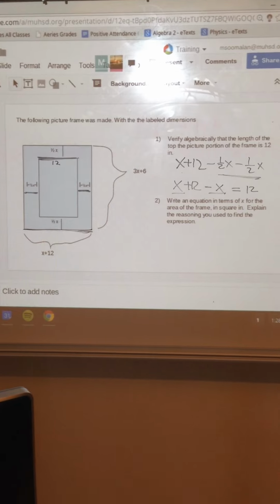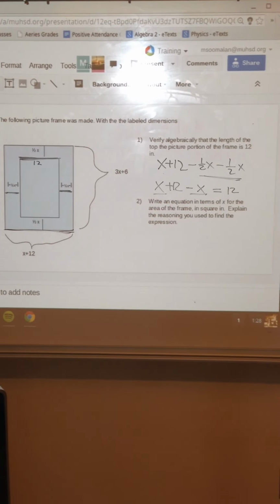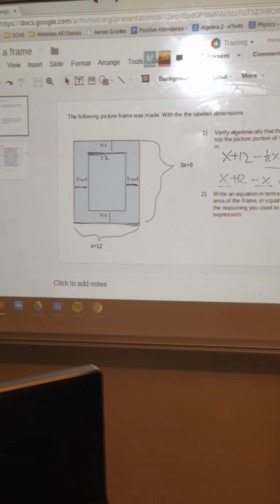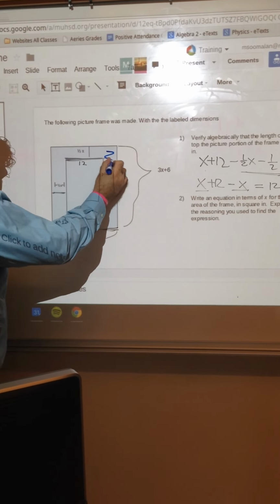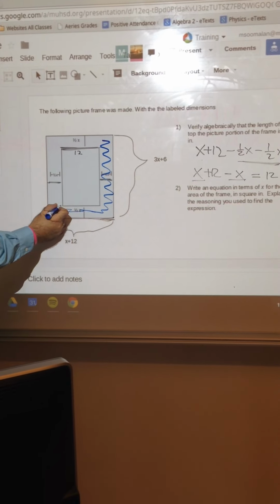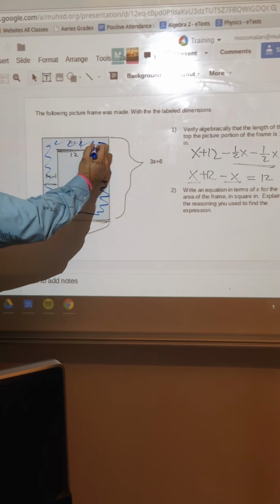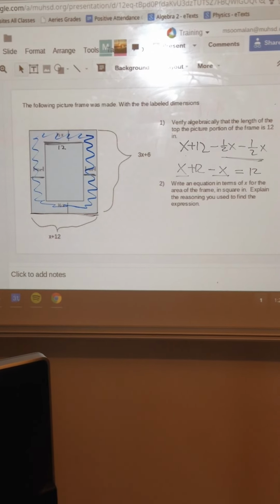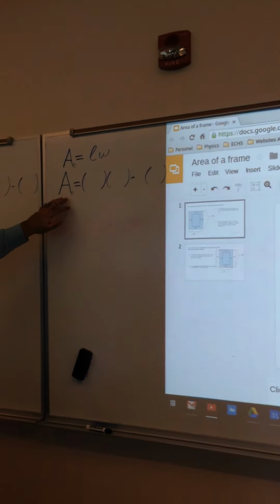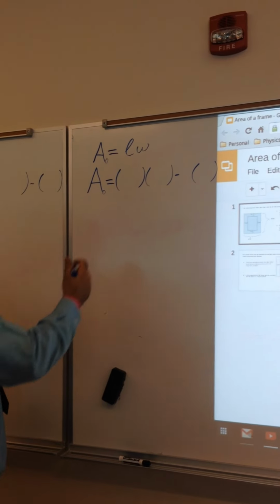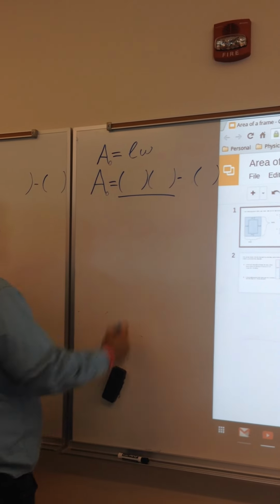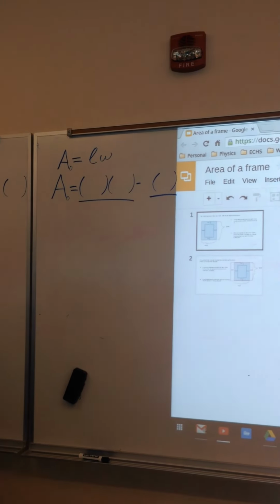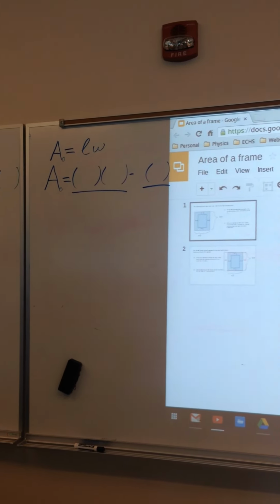Number 2 wants an equation for the frame of the picture. The frame of the picture, as you can tell, is right here. So you want an equation for the area of this part. The strategy is to take the area of the total rectangular picture with the frame, and take away the picture. When you take away the picture, you're left with the frame.